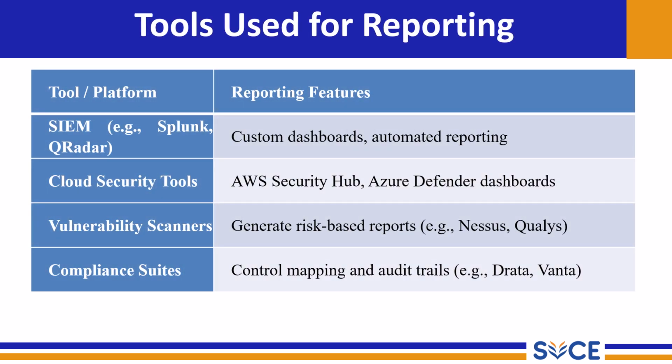Next, we will see the tools that are used for reporting. So what are the tools used for reporting? The first one is SIEM. Commonly seen examples are Splunk or QRadar, which offer features like custom dashboards as well as automated reporting. The second one is cloud security tools like AWS Security Hub, Azure Defender dashboard, and vulnerability scanners that generate risk-based reports, for example Nessus or Qualys, and compliance suites with control mapping and audit trails, for example Drata and Vanta.